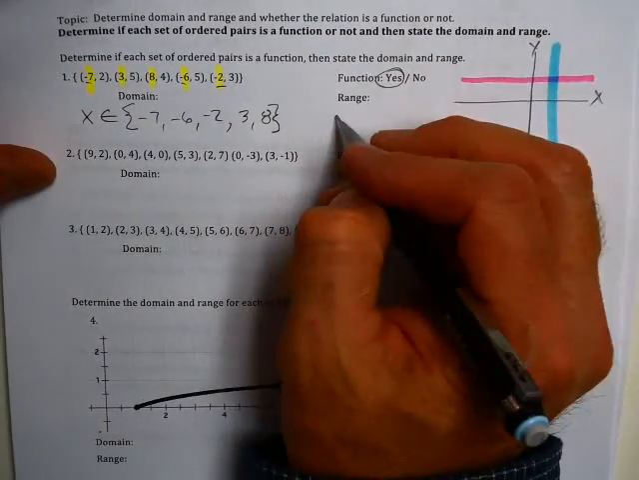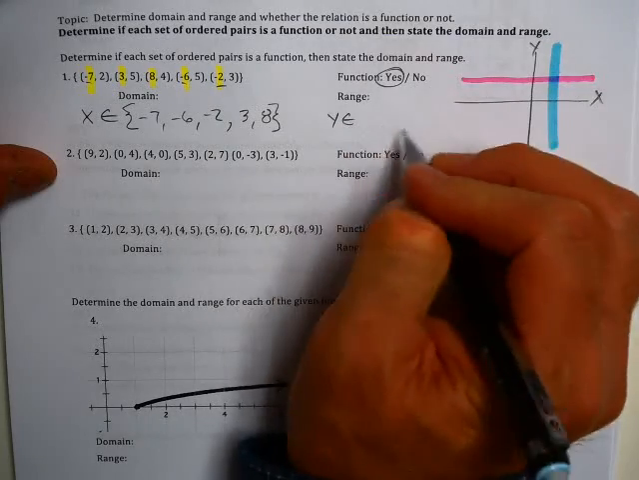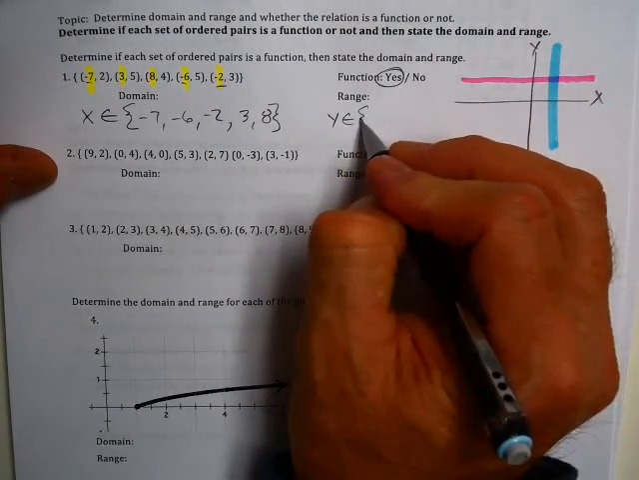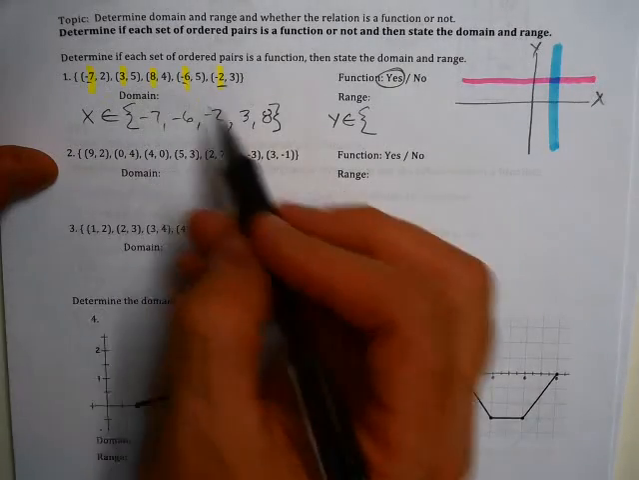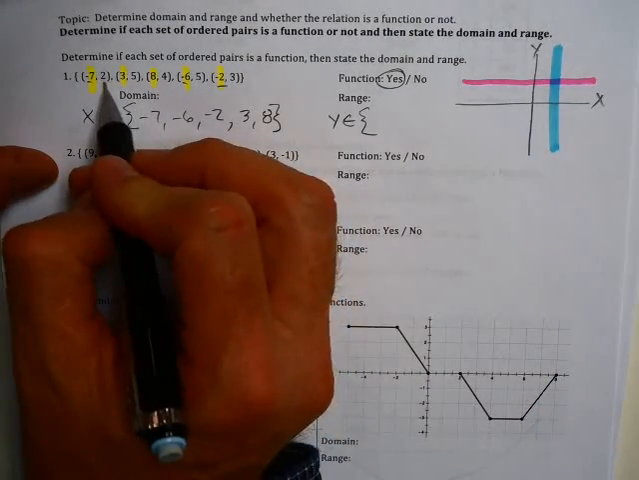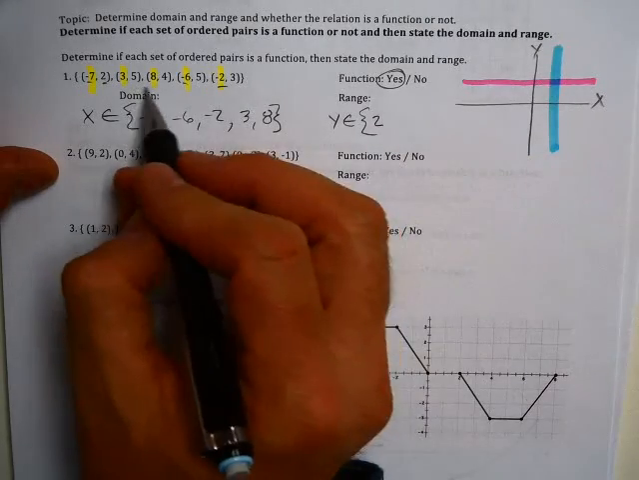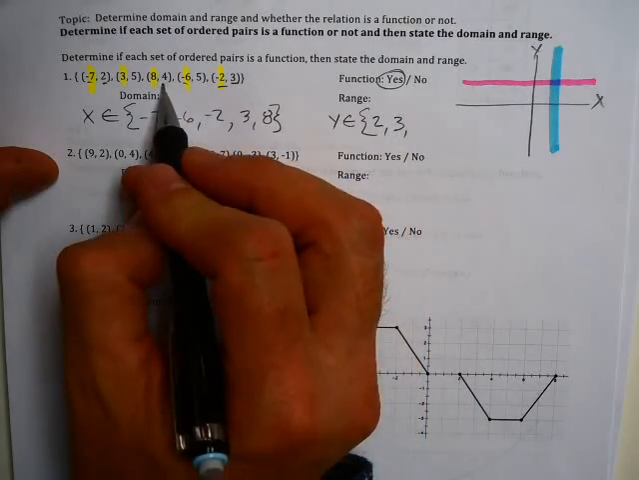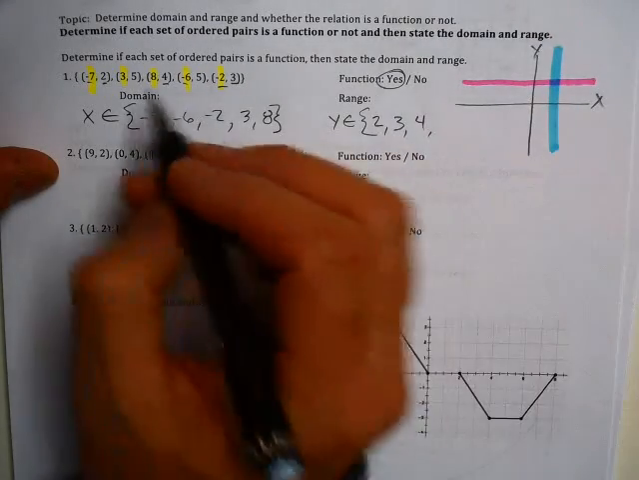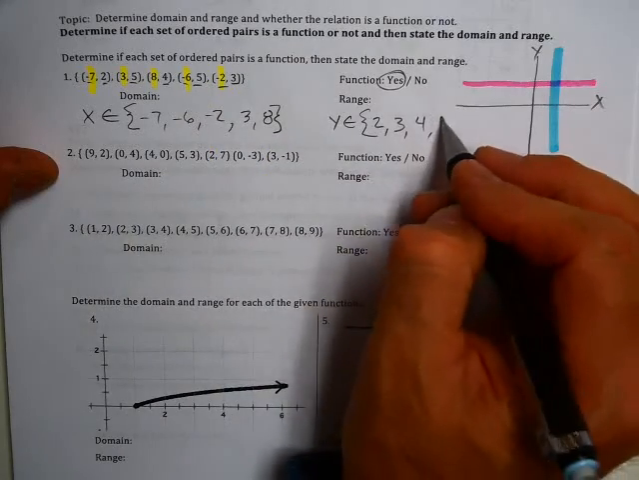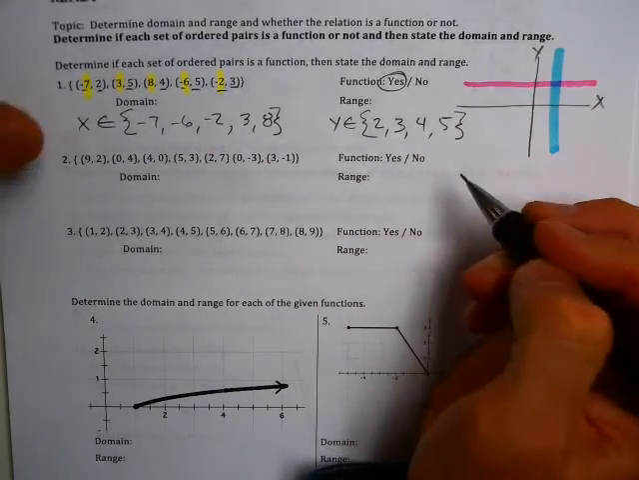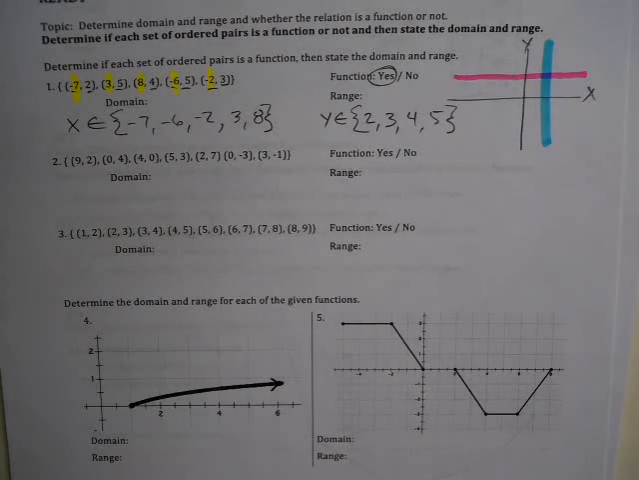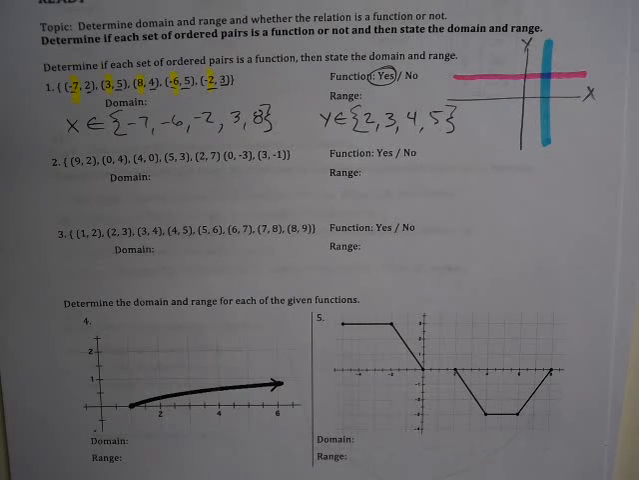The range, same thing. It's discrete, so I'm going to list them from smallest to largest. It looks like my smallest is 2. And then I've got a 3. And then I've got a 4. And I've got a 5 and a 5. I only need to list the 5 once, though. If you listed it twice on a test, I wouldn't count that against you at all. But you only need it once. Okay?